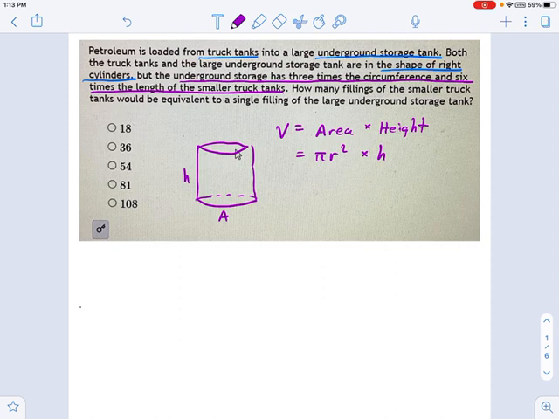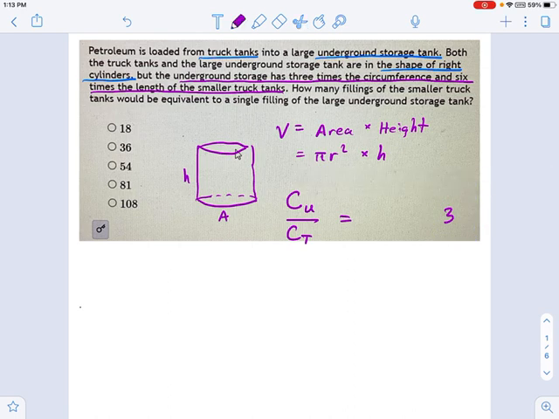Now, I've got 2 cylinders here, and one is a truck and one is a storage. So let's see, what do I know? I know the circumference of the underground storage compared to the circumference of the truck is a factor of 3, right? We know that it's given to us. We're told that the circumference of the underground storage is 3 times the circumference of the truck.